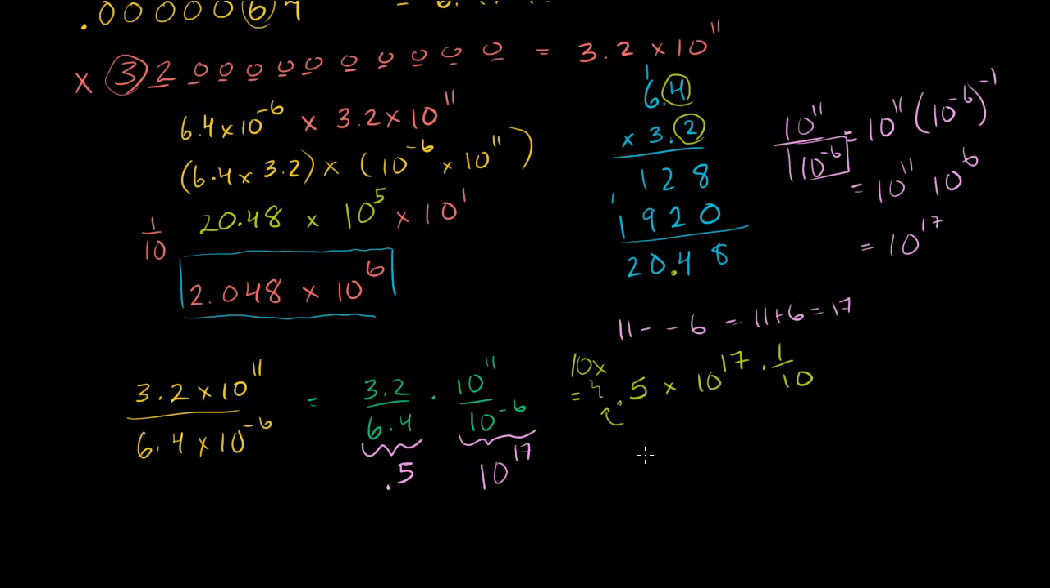So this side is going to become 5. Do it in pink. This side is going to become 5, right? 10 times 0.5 is 5, times 10 to the 17th divided by 10. That's the same thing as 10 to the 17th times 10 to the minus 1. So it's equal to 10 to the 16th power, which is the answer when you divide these two guys right there.